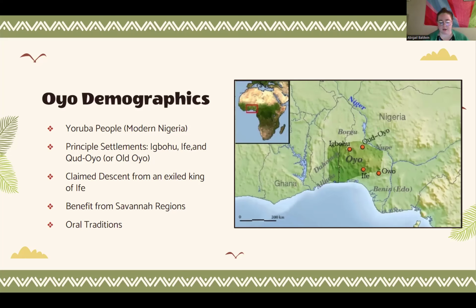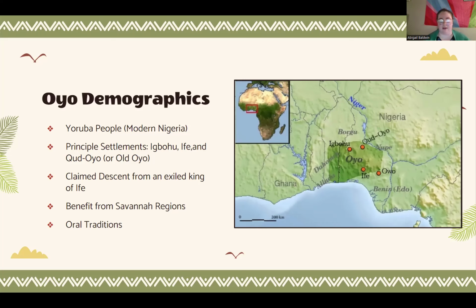The Oyo claimed descendants from an exiled king from Ife, and this came from an oral tradition from Benin that tells of a king of Ife who not only sent a prince to rule other areas, but also sent a master craftsman to spread his sculptor skills around the area. So we can trace back through oral traditions that the first king of the Oyo came from Ife.